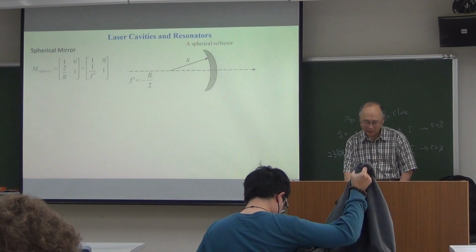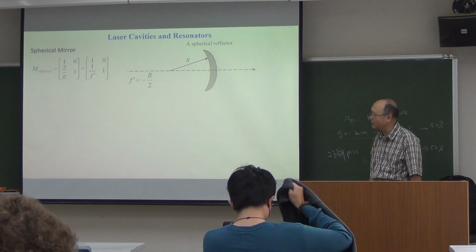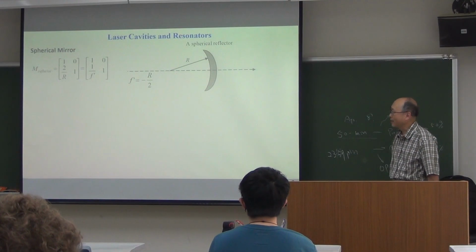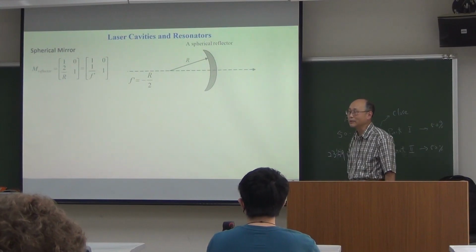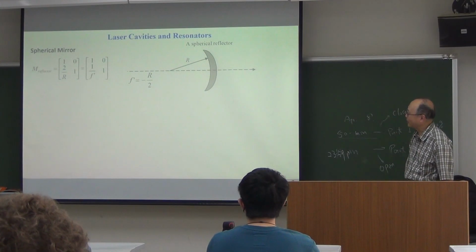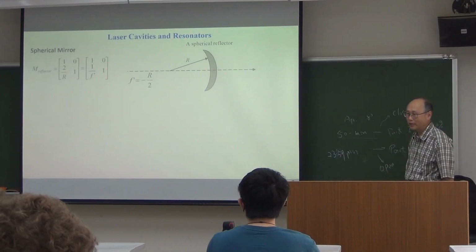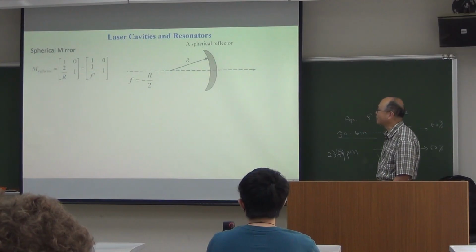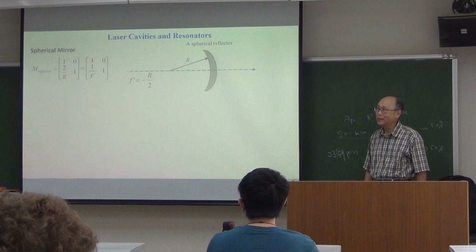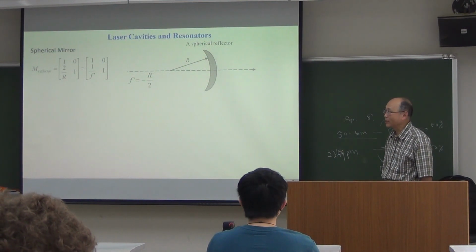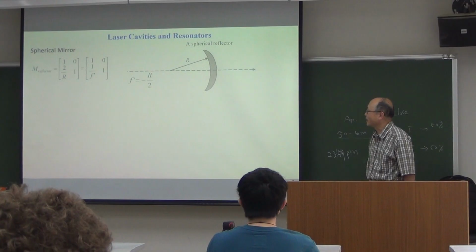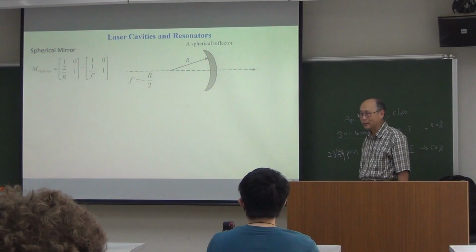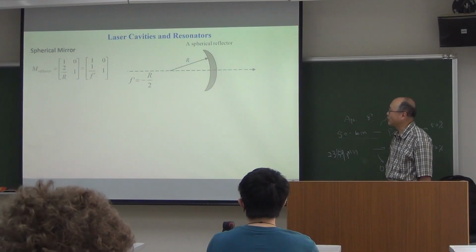Well, we have established the ABCD formalism for analyzing an optical system. And now we want to look into a very important topic in optics, that is the optical resonator. Being an optical resonator requires a few things. Well, number one, the wave has to be accommodated inside geometrically. That is the very simple observation.